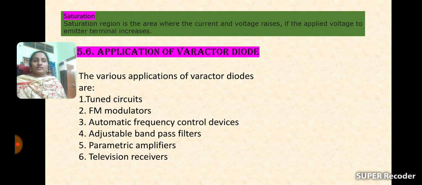So what are the applications of the varactor diode? These are used in tuned circuits, in FM modulators, and also in automatic frequency controlling devices, in adjustable band pass filters, in parametric amplifiers, and also in television receivers.